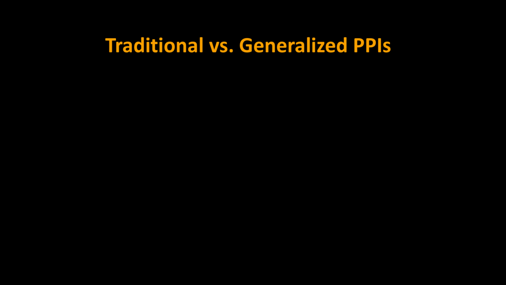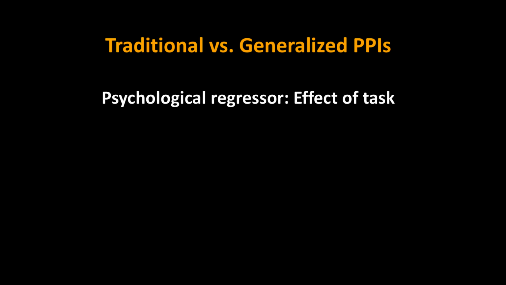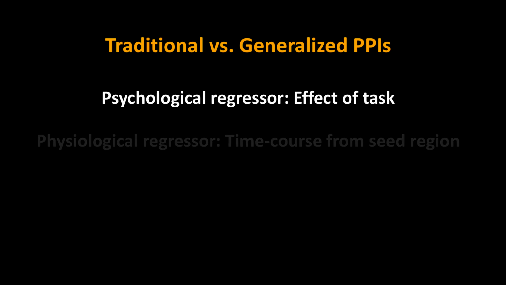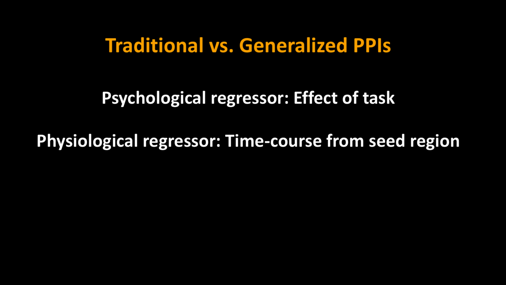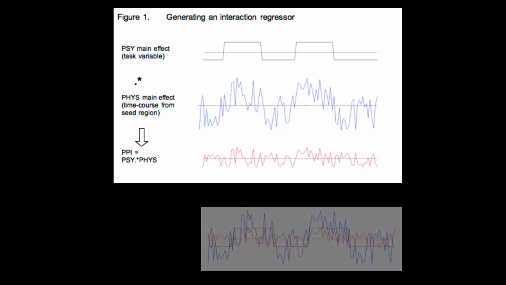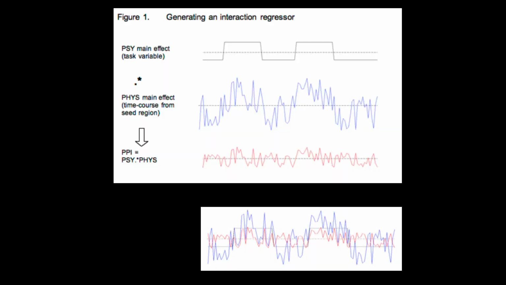Now, I also alluded to something called generalized PPIs yesterday. Everything we talked about so far is a so-called traditional PPI, where you have a psychological regressor, that's the task, a physiological regressor, that's the time course from the seed region, and then when you multiply the two, you get this interaction term that you examine at each particular voxel. So remember, it's not directly a one-to-one correlation that we're looking for. We are instead looking for an interaction between them.